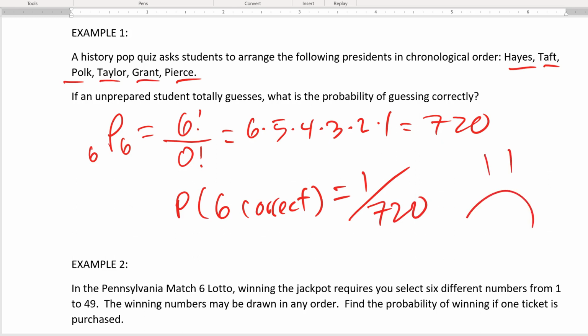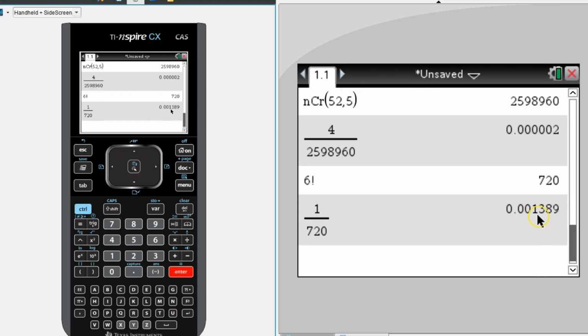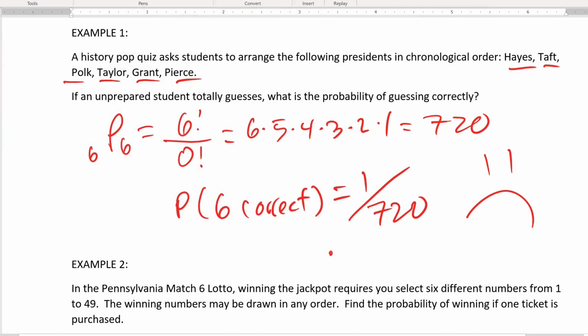So study for your tests, right? The probability of getting that correct if you're guessing, definitely better than a royal flush, but still pretty low, 0.0013. I think that 3 would become a 4 if we round. Okay?